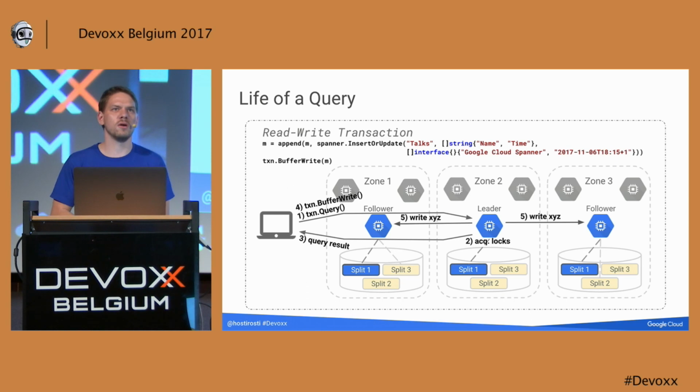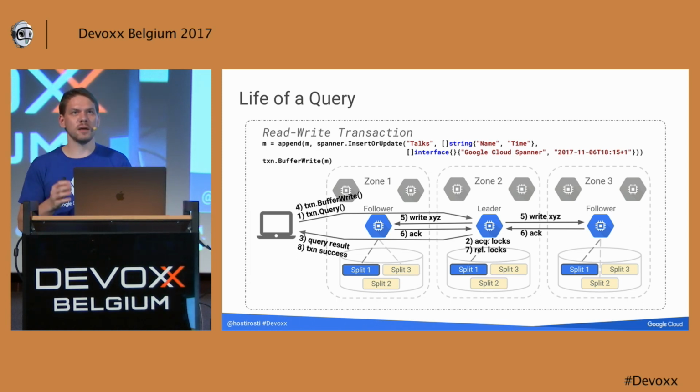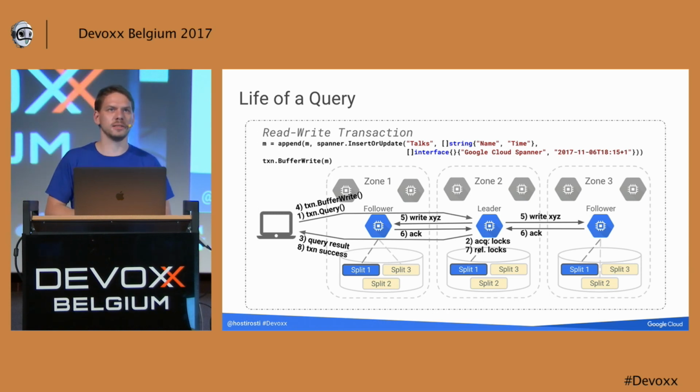As soon as the majority of these followers comes back and says, yes, I have committed this data, then we can release the logs and we can send back a transaction success. If it's not successful, we send back a transaction abort and the client can retry the transaction. Now, this is a scenario for one split. If you have multiple splits that are involved in a read-write transaction, then you use a two-phase commit protocol to synchronize and communicate between the different splits.